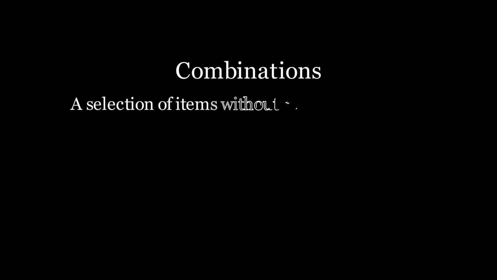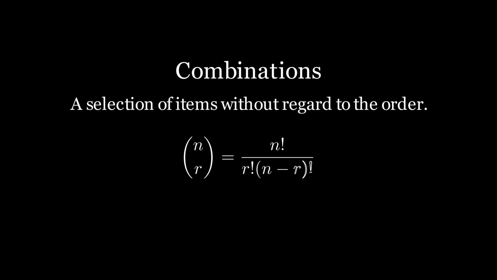Combinations, a selection of items without regard to the order. Now, this is given by n choose r, which is n factorial divided by r factorial into n minus r factorial. To understand, consider this simple experiment.